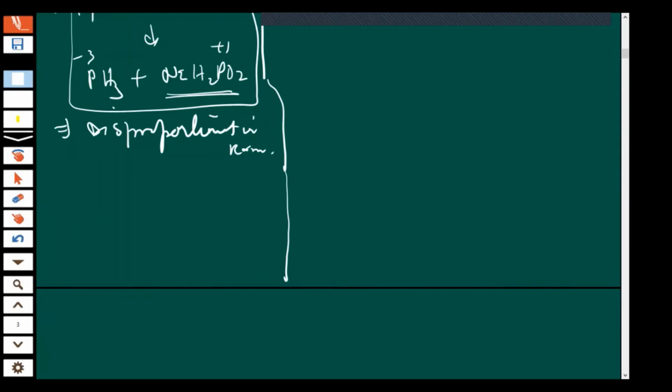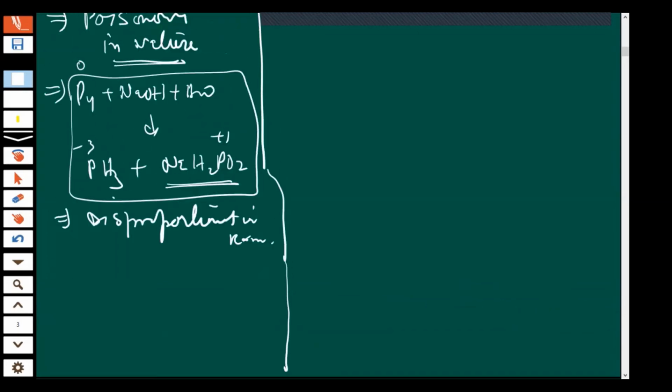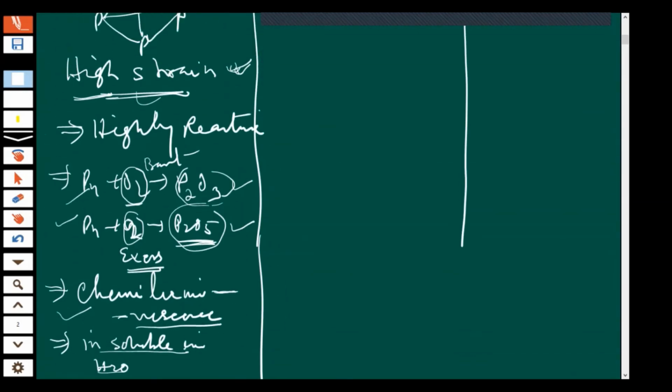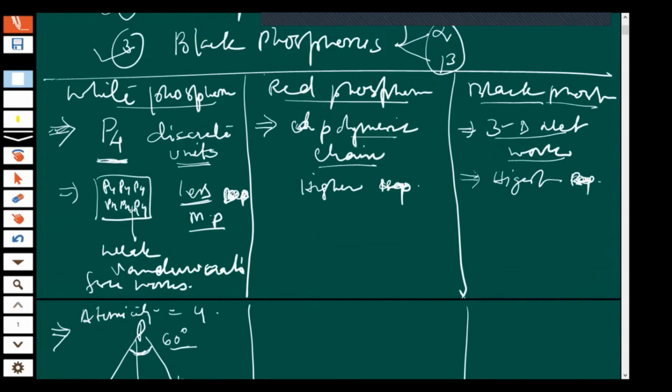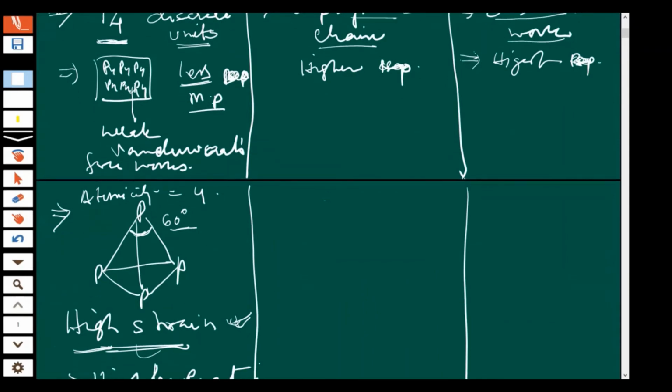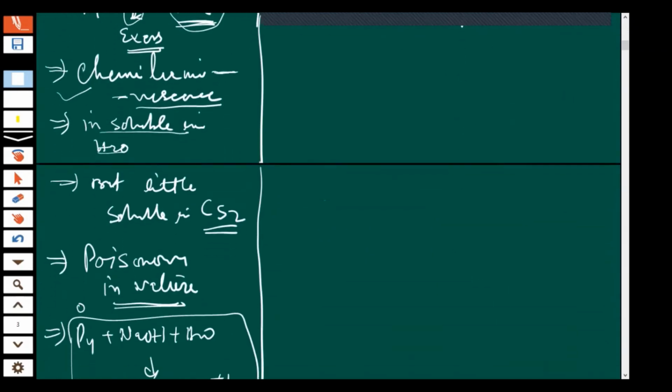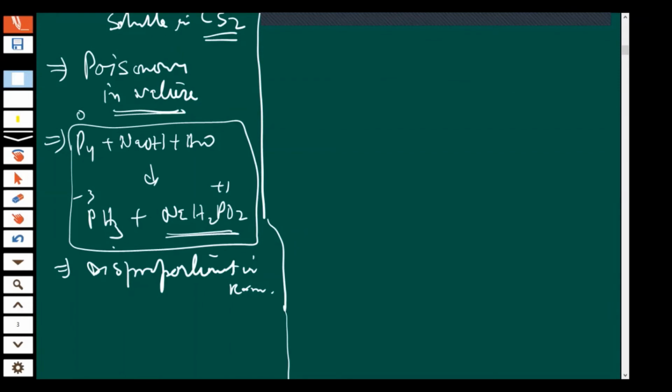Okay. So these are about white phosphorus. I don't think that any more information is required. So from here you can see that it gives the preparation of PH3 also. PH3, okay.